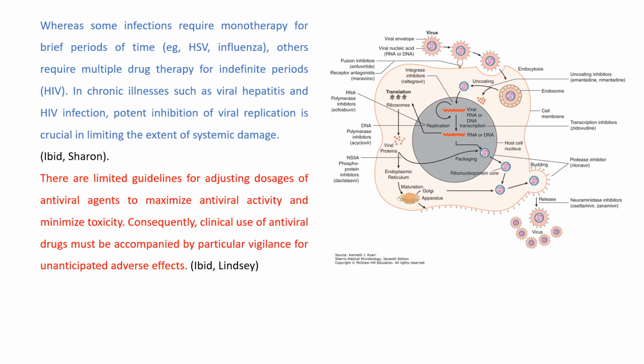في معلومة برضو نعرفها، it is of clinical importance, whereas some infections require monotherapy for a period of time, like herpes simplex virus and influenza. Others require multiple drug therapy for indefinite period, like HIV. In chronic illnesses such as viral hepatitis and HIV infection, potent inhibition of viral replication is crucial in limiting the extent of systemic damage. Importantly also, there are limited guidelines for adjusting dosages of antiviral agent to maximize their antiviral activity and to minimize their toxicity. Consequently, take care of this piece of information. Clinical use of antiviral drugs must be accompanied by particular vigilance for unanticipated adverse effects.